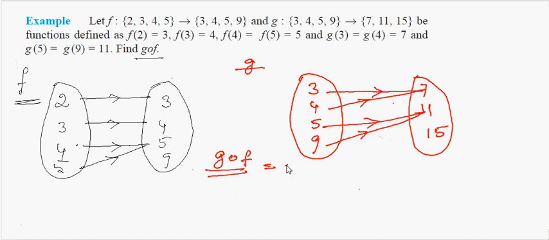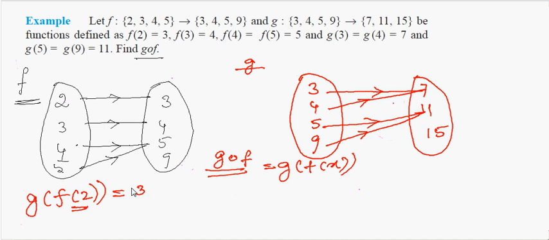You know what is g of f? It is nothing but g of f of x. So you have a set of values of f, that is x. So you can just find out the first one. If it is g of f of 2, you know what is f of 2? That is equal to 3. So write g of 3. What is g of 3? It is 7.